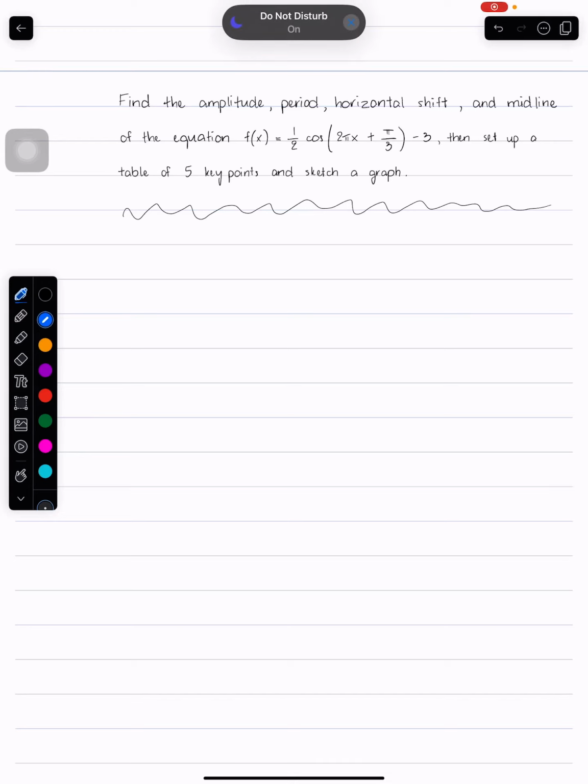Okay, for this problem, the question is asking us to find the amplitude, the period, the horizontal shift, and the midline of the given equation. And this one is a cosine version. Then we have to set up a table of 5 key points and sketch a graph for it, right?